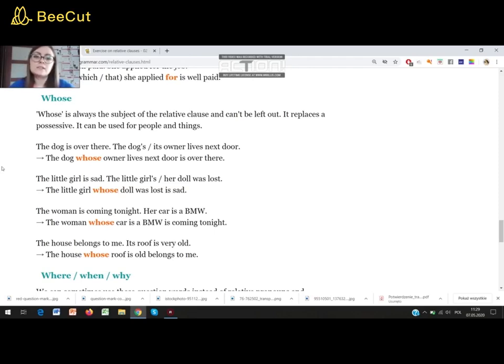The little girl is sad. The little girl's or her doll was lost. So the little girl whose doll was lost is sad. The woman is coming tonight. Her car is a BMW. The woman whose car is a BMW is coming tonight. And the house belongs to me. Its roof is very old. The house whose roof is old belongs to me.